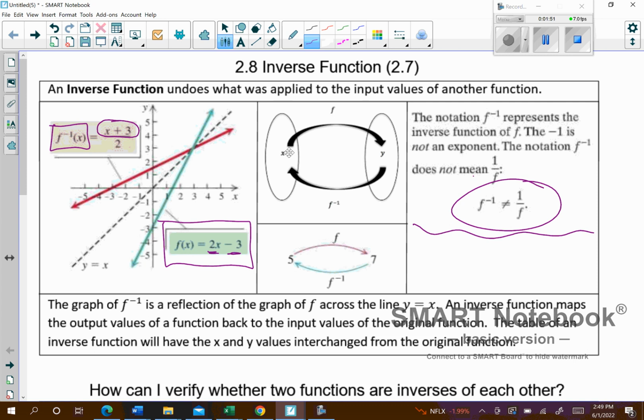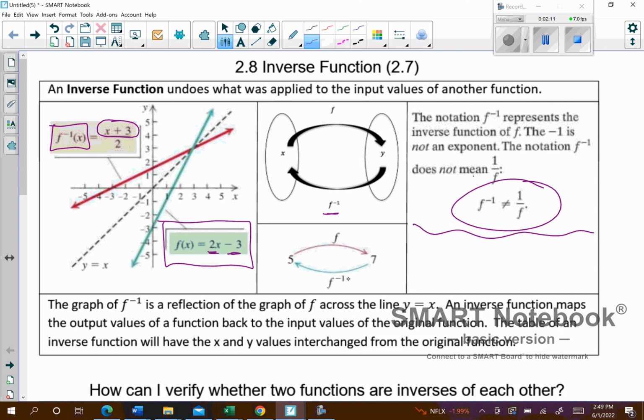And here's an idea of a mapping of what's taking place. With the original function, you plug in x into the function and it shoots out a new value, and we call that y. Then if you were to plug that value into the inverse function, it'll take you directly back to where you started. That would be true for every single possible ordered pair.